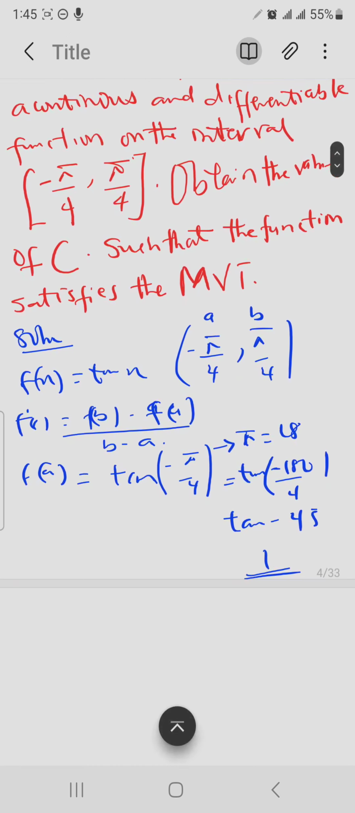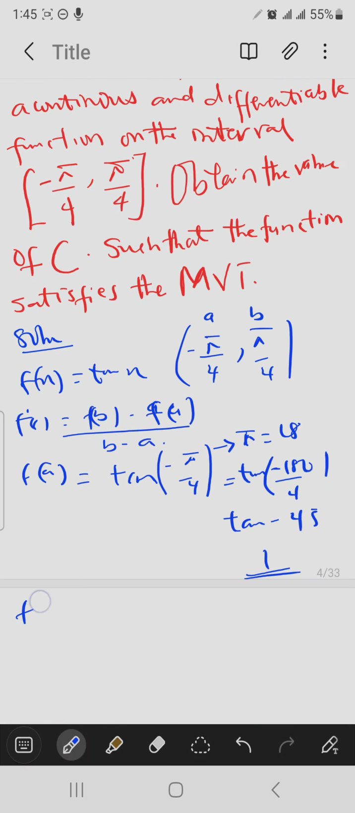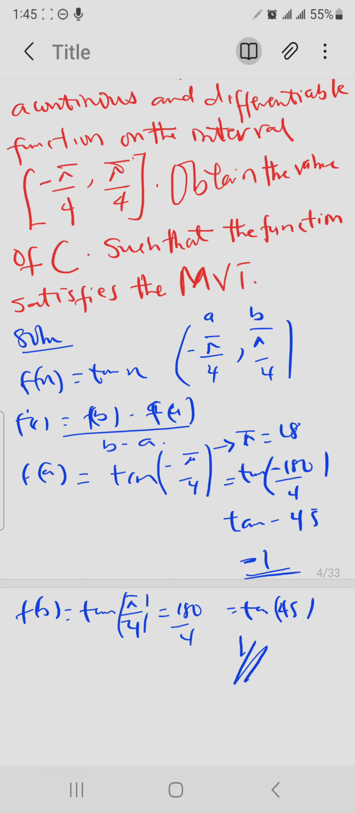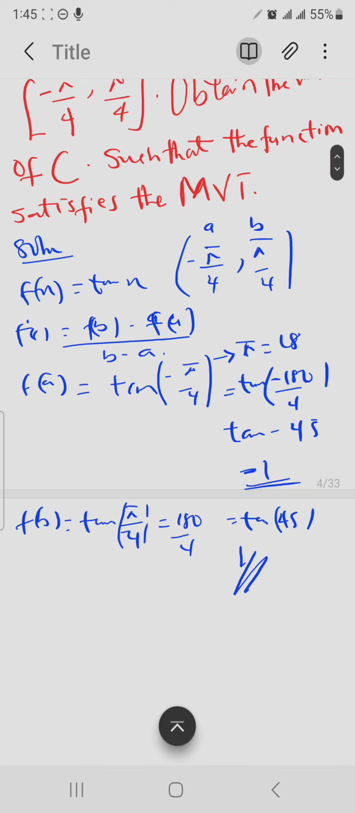So the second one, we are going to do f of b, which equals to what? Tan pi over 4, which equals to what? 180 over 4, which is now equals to what? Tan 45. I hope you understand it. So this one, tan 45 will now be equals to what? 1. F of b will be 1. F of A will be minus 1.